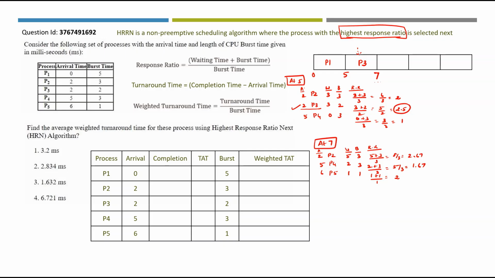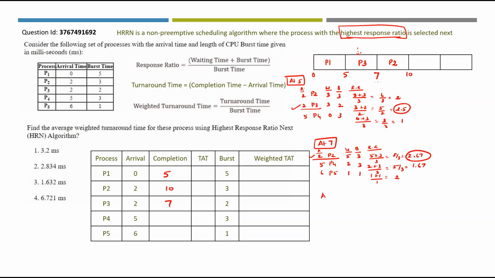Now 2, 1.67, 2.67. Which is having the highest response ratio? This process. We are selecting P2 here. P2 will get the next slot. What is the burst time of P2? It is 3. 7 plus 3 will give 10. So P1 is completing at 5, P3 is completing at 7 and P2 is completing at 10.